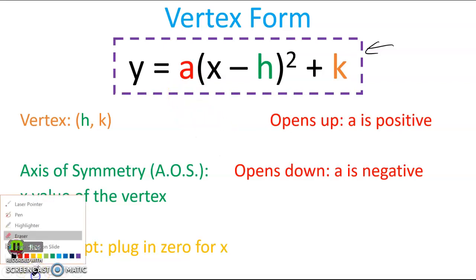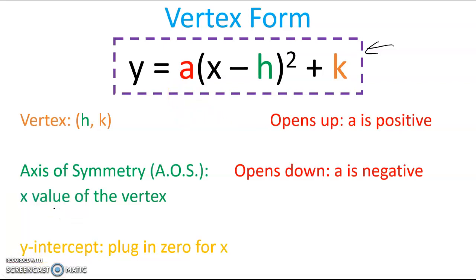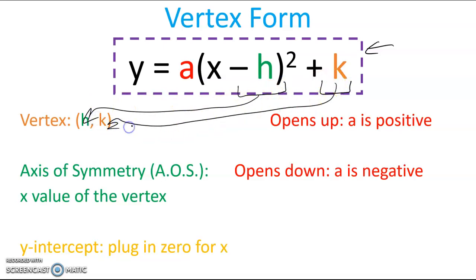Now, the difference between Vertex Form and the last one is that this time, it literally gives you the vertex in terms of h and k, okay? The h value inside here is the x value of your vertex, and the k value is the y value of your vertex. The one thing we need to keep clear is x minus h: the sign inside the parentheses is very important. Inside the parentheses, you flip the sign. The k on the outside stays the same.